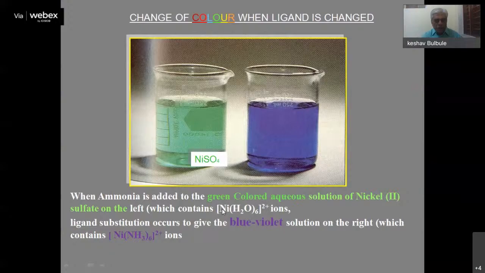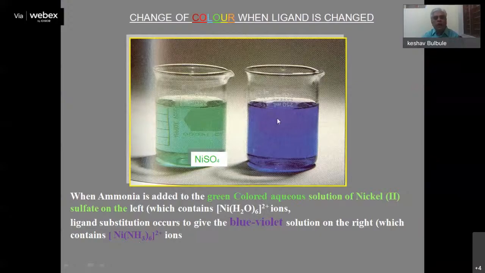That means nickel is surrounded by water molecules as ligands, right? Gradually, due to the addition of ammonia, these water molecules have been replaced by ammonia molecules as the ligand. And as the ligand changed from water to ammonia, there is a change in the color.